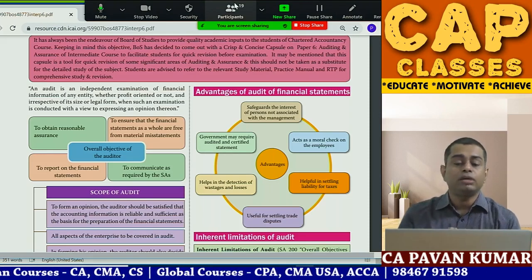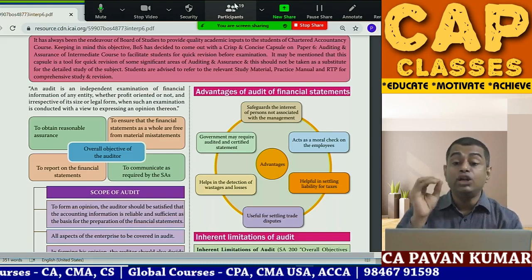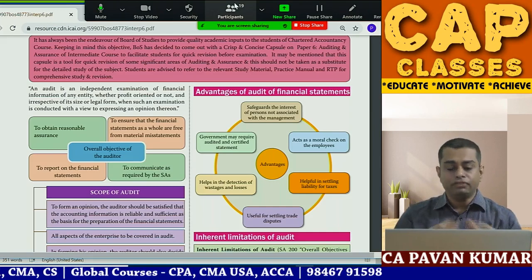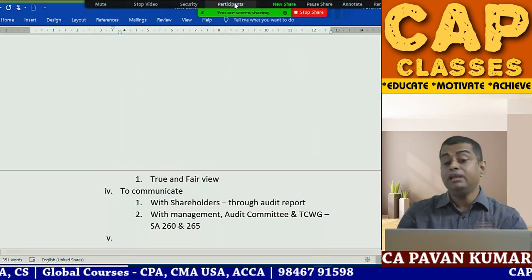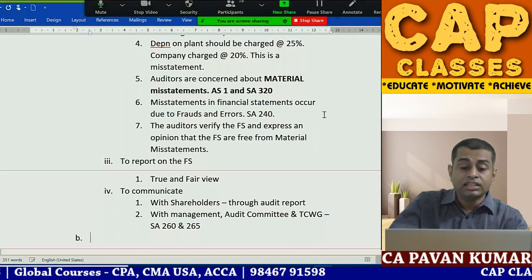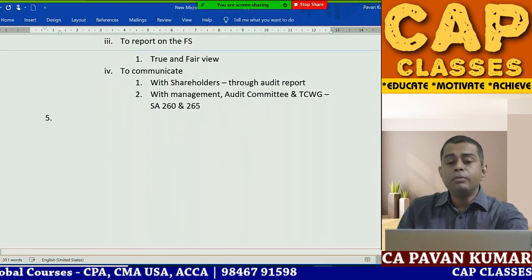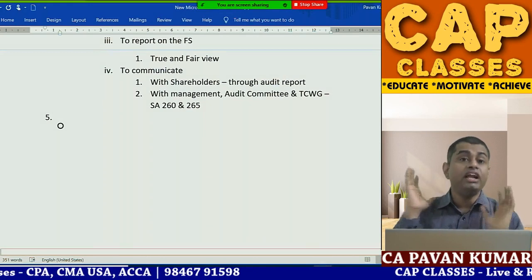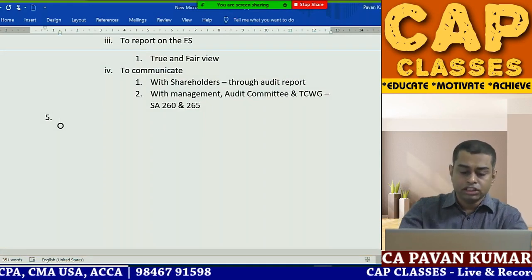Now let us move on to question number 2. What are the advantages of audit of financial statements? Here, I'll tell you one very important question asked in previous examinations. Now, remember one thing: in the exam, questions can be direct, questions can be indirect. For example, I'll ask you one question.